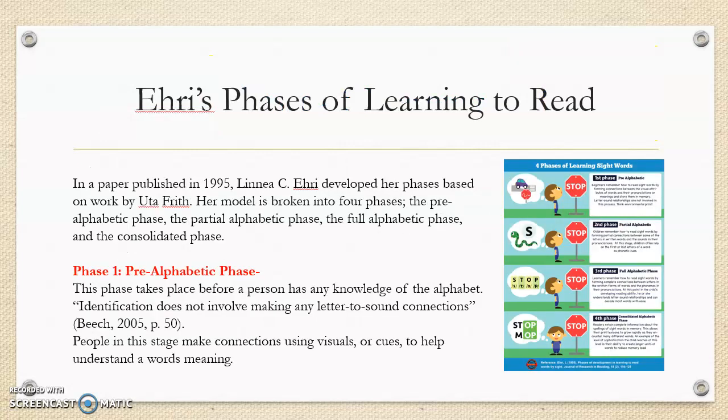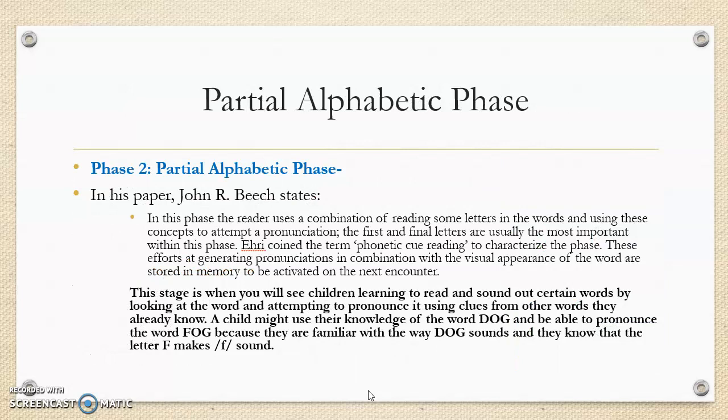Next, we have early stages of learning. In a paper published in 1995, Linnea Ehri developed her phases based on work by Uta Frith, but she broke them down even further into four phases: the pre-alphabetic stage, the partial alphabetic stage, the full alphabetic stage, and the consolidated alphabetic stage. Students in the first stage, the pre-alphabetic stage, make connections using visuals or cues. So basically they need help understanding the meaning of words because they're not familiar with the alphabet yet.